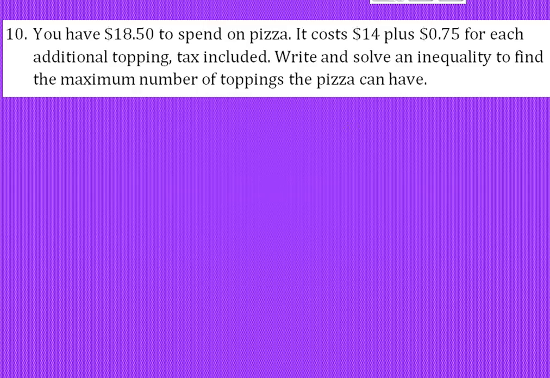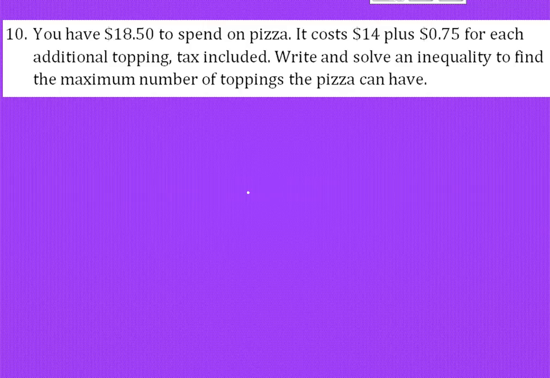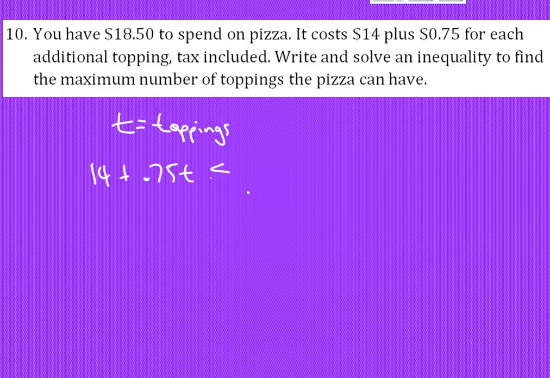So you have $18.50 to spend on pizza. Pizza's good. It costs $14 for just cheese plus 75 cents for each additional topping. So what can you put on your pizza, basically? So if we let T be the toppings, you want $14 plus 75 cents for each topping, less than or equal to $18.50. So that's what you're working with from there.